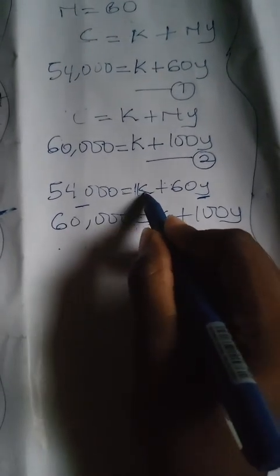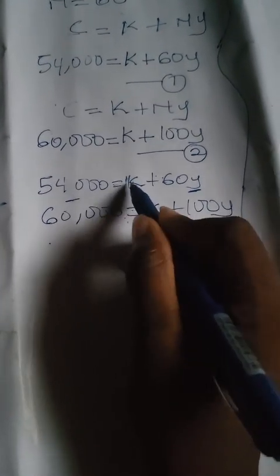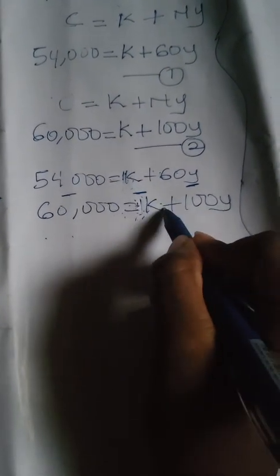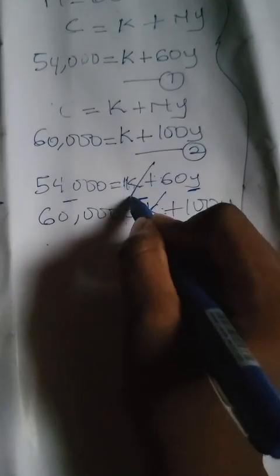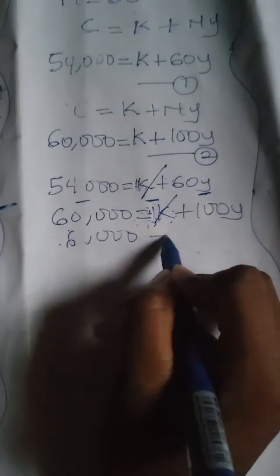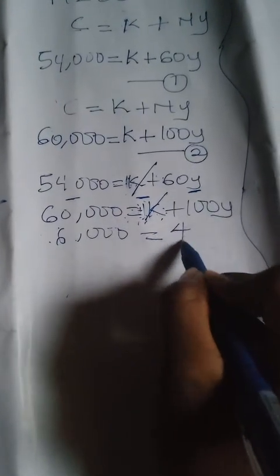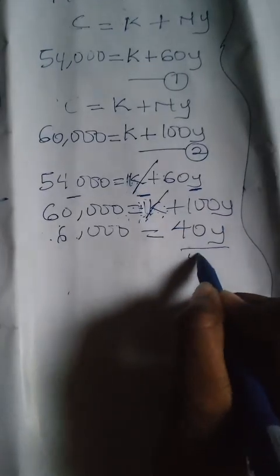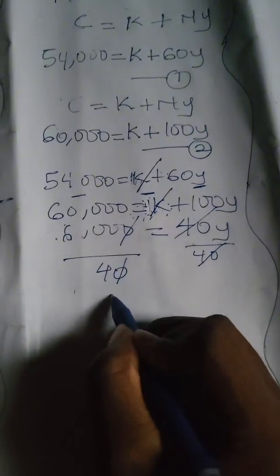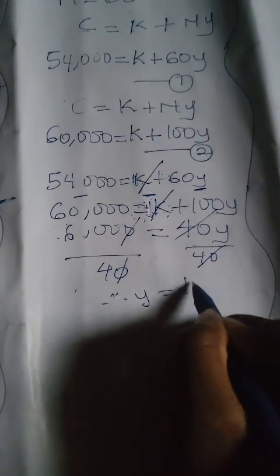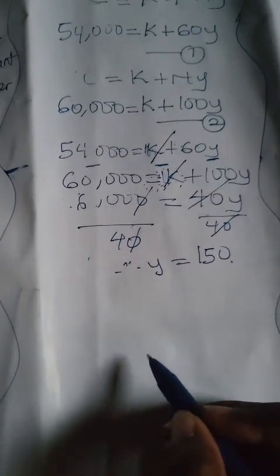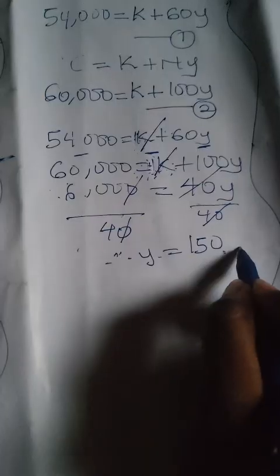So this will cancel this, because if you multiply the plus sign here by minus it becomes minus, and there's plus here. So plus K minus K, they will cancel each other. 60,000 minus 54,000 is 6,000, which is now equal to 100y minus 60y, which is 40y. Divide both sides by 40. Therefore, y is equal to 150, since 6,000 divided by 40 is 150. So that's for that part.